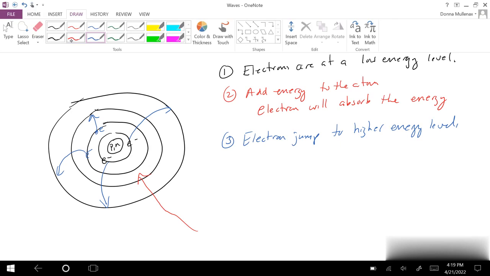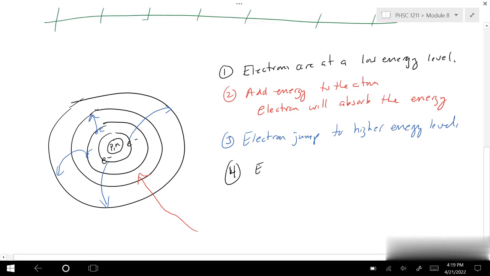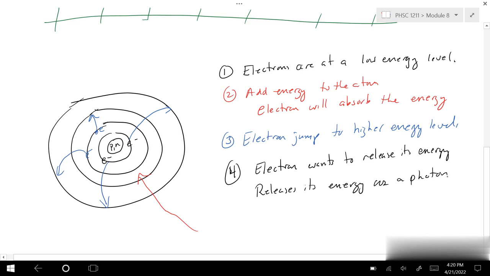So now that the electron has jumped out, it wants to release this energy. It releases an energy bundle. This is going to sound weird, but it just kind of throws its energy out. It releases its energy as a photon. A photon is an energy bundle. It is light. What you're seeing is photons flying through. So we have these photons.